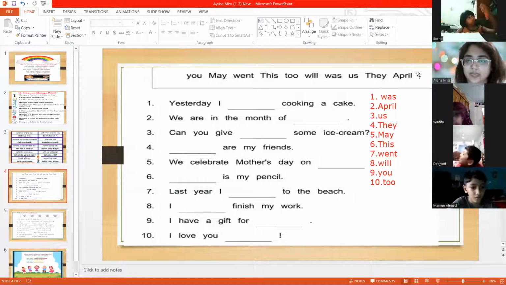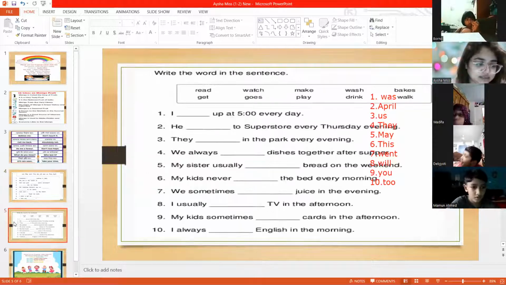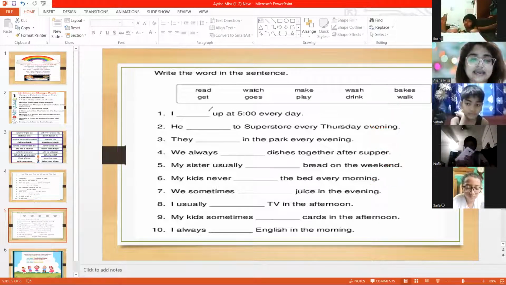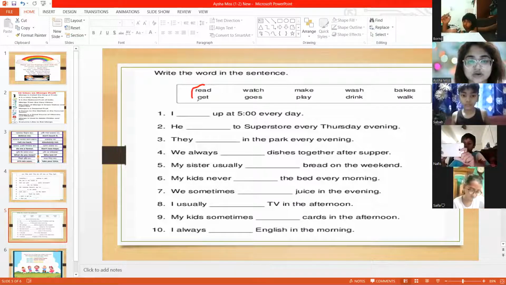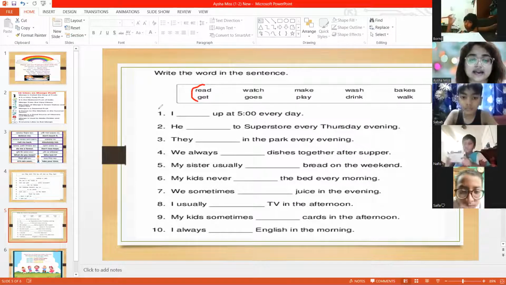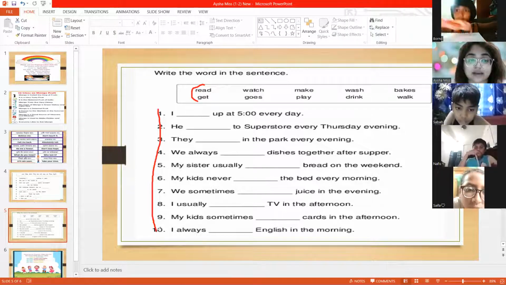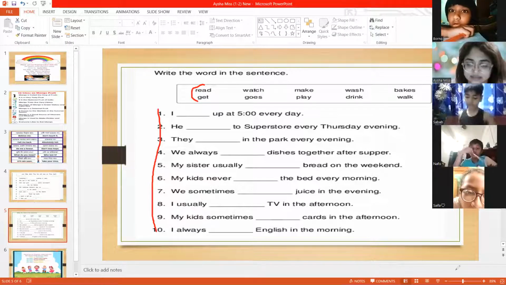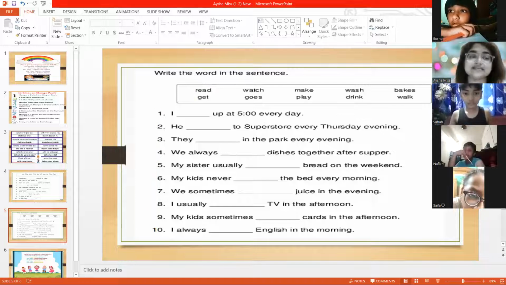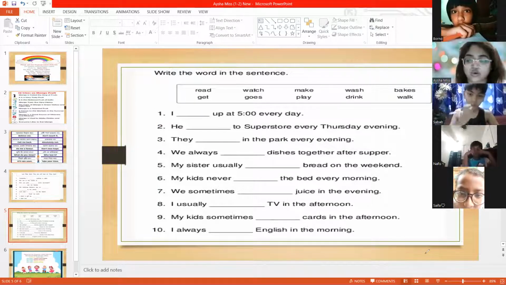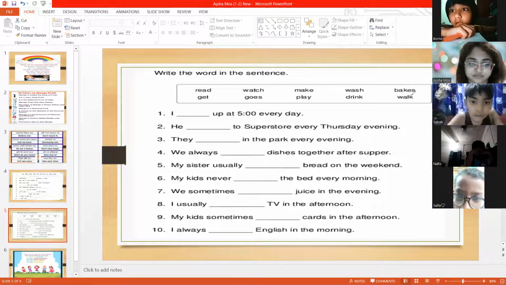Okay. So next, this one, last for today. I get up at 5 every day. Here it is the same thing. There are some verbs and there are 10 fill in the blanks, and you have to write down the number and the answer. Don't ask me whether you have to write the question sentence. Don't ask me that, Miss, should I write the full sentence.